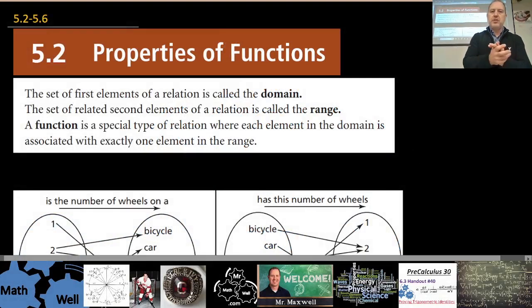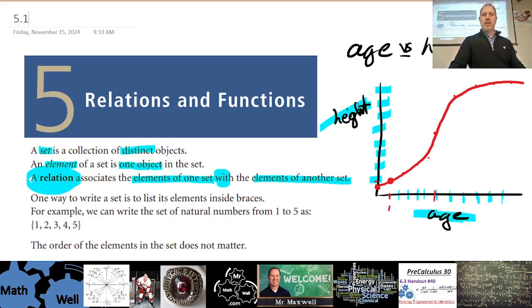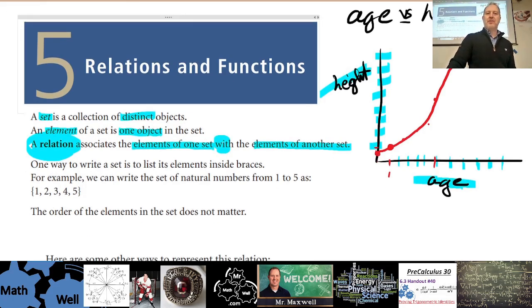All right, Foundations of Math 10, 5.2, properties of functions. We did 5.1 just before the test. Let's just see what we talked about here. All right, we talked about a set of distinct objects. An element is one object in a set.